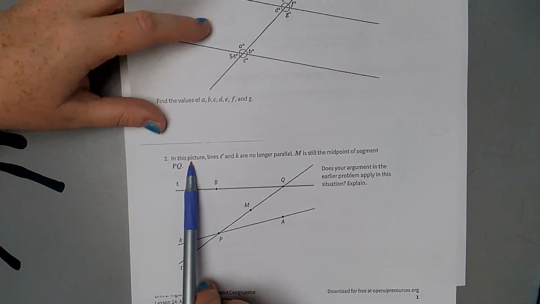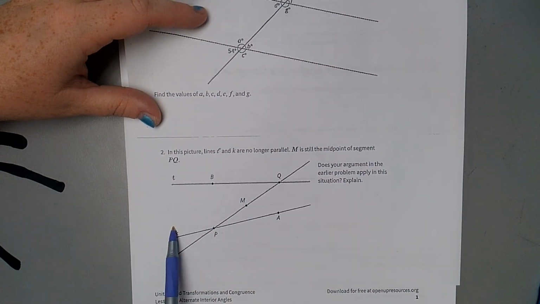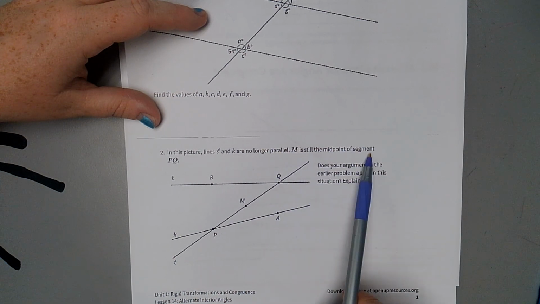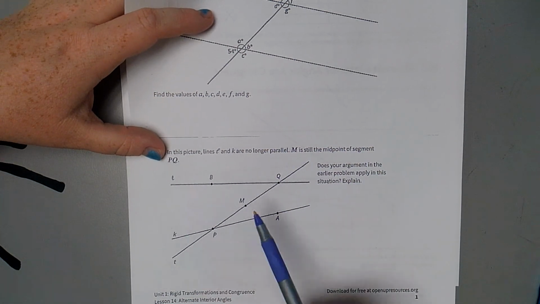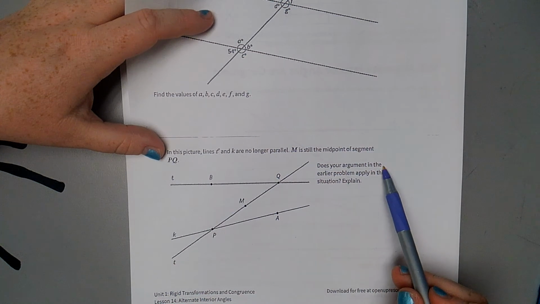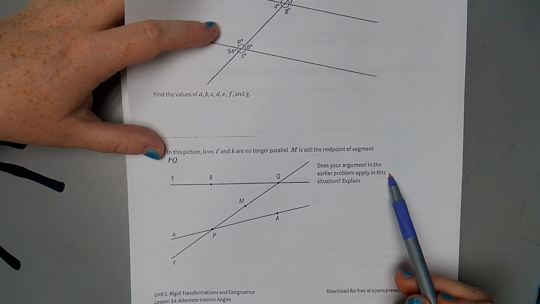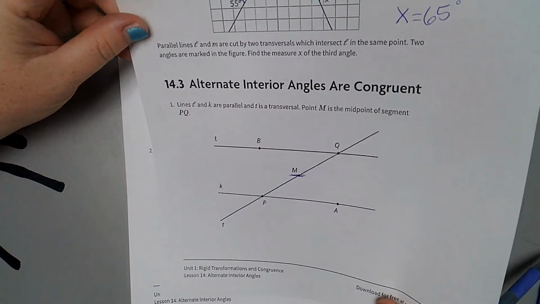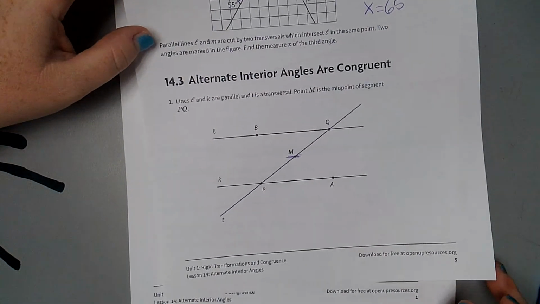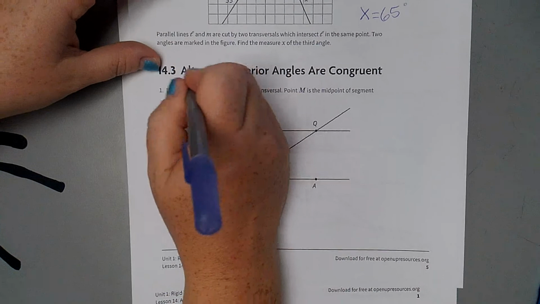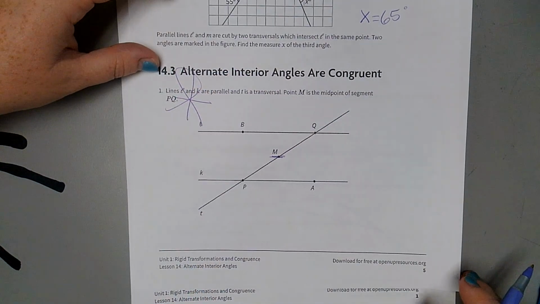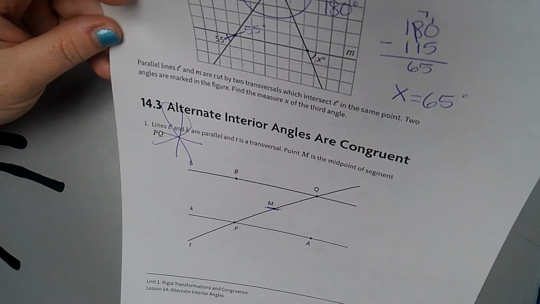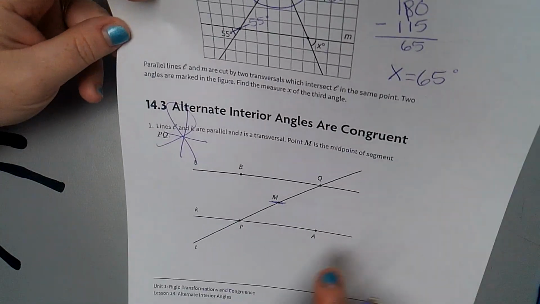In this picture, lines L and K are no longer parallel. M is still the midpoint of segment PQ. Does your argument in the earlier problem apply to this situation? I must have missed something else, because there must be another question somewhere that I didn't get. I'm not sure.